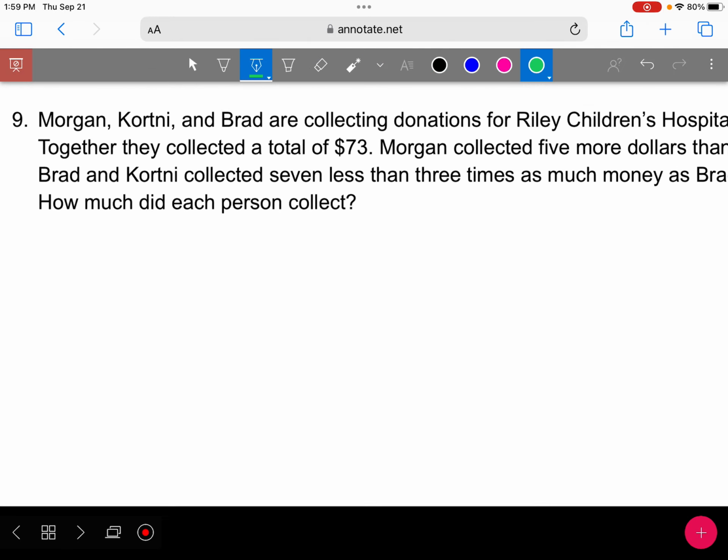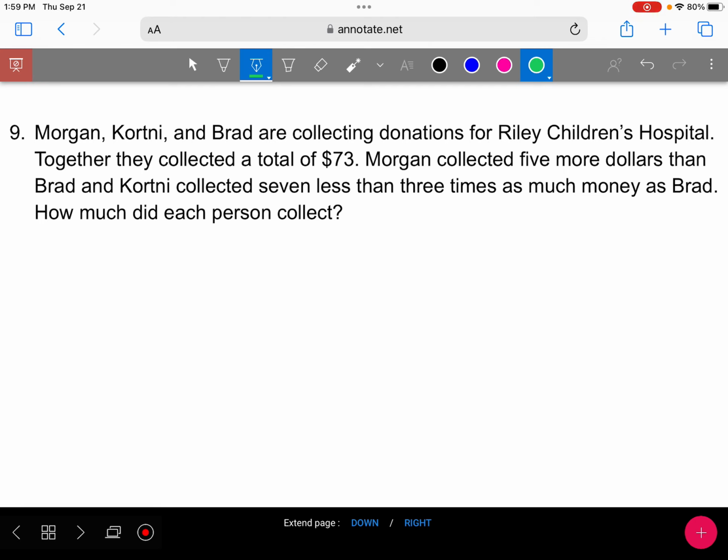So we've got Morgan, Courtney, and Brad collecting donations for the hospital. Combined together, they make $73. So if we have, ooh, that's not a pen. Morgan and Courtney and Brad combined together to make $73. How can I set that up as an equation?